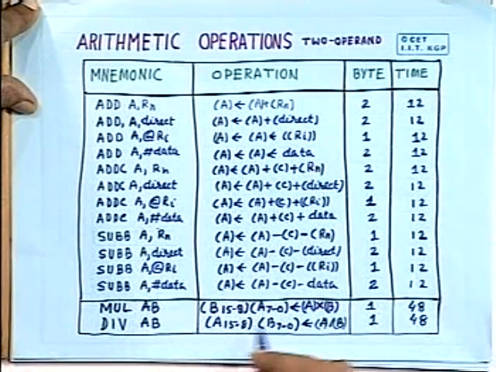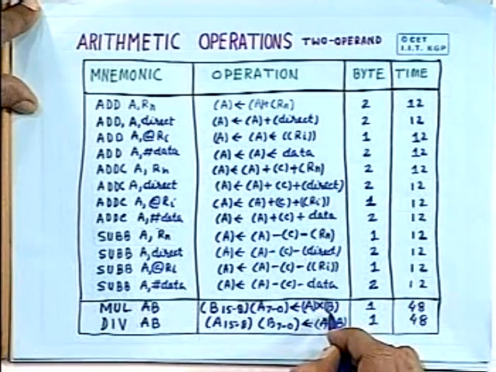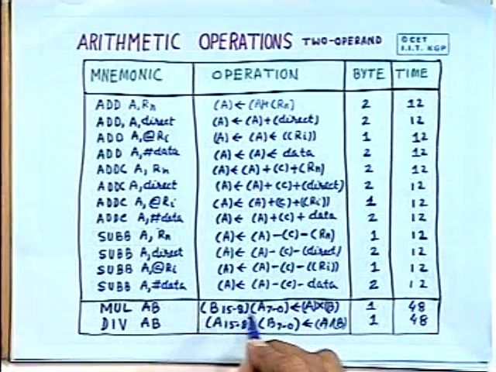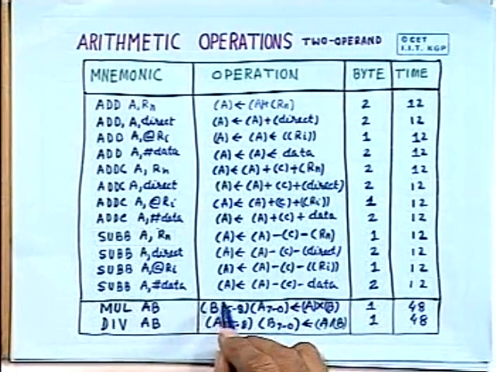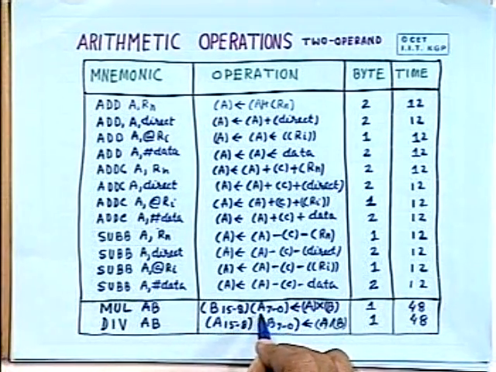And finally, the multiplication and division operations are performed in this way, where registers A and B take part in both multiplication and division. The content of register A is multiplied with the content of register B, and the result is available in B and A, where the higher order byte is in register B and the lower order byte is in register A.